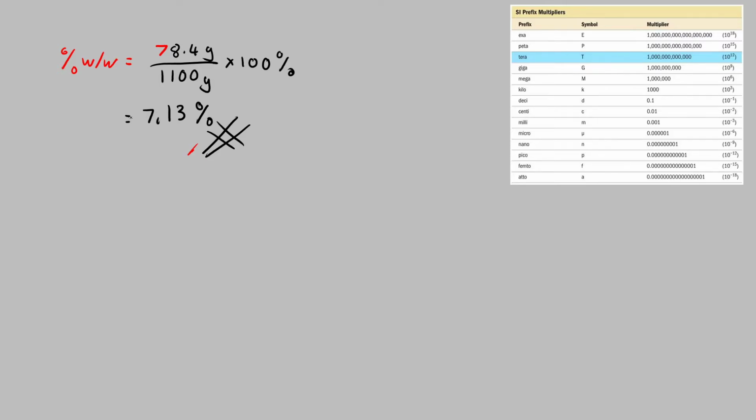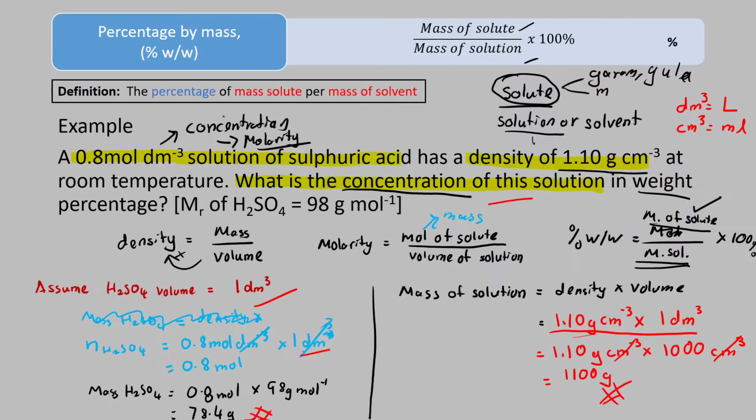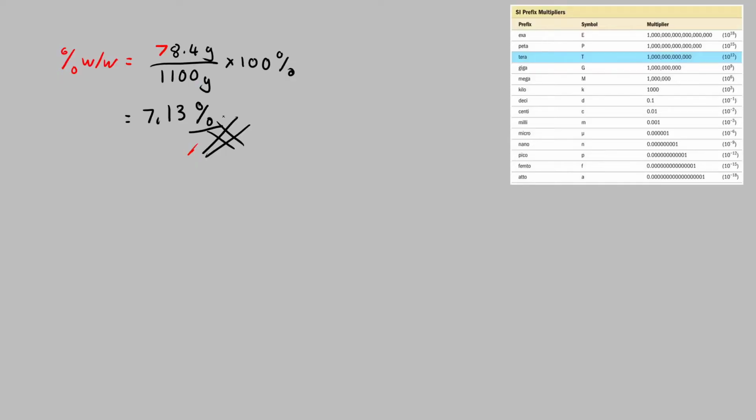Okay, percentage is very simple. You have to remember the unit is percent. I mean, the clue is in the name. It wants percentage, weight percentage. Percentage means it is per 100, so times 100. So everything okay so far?